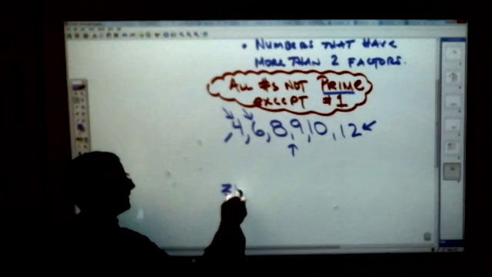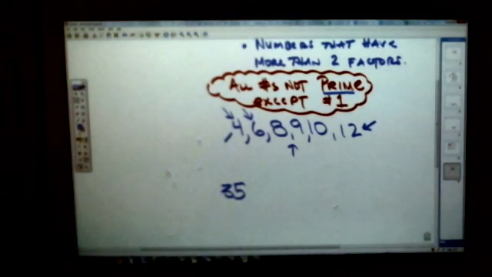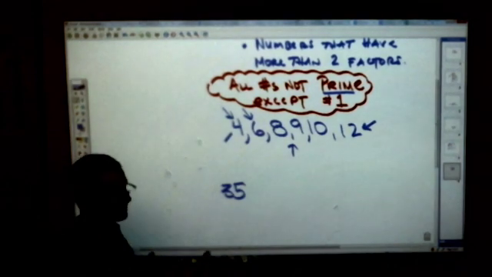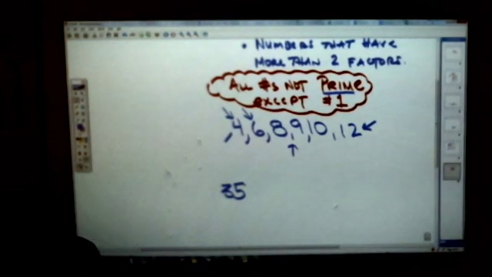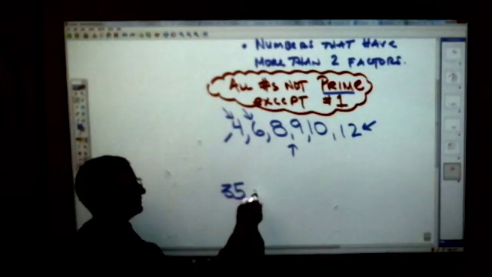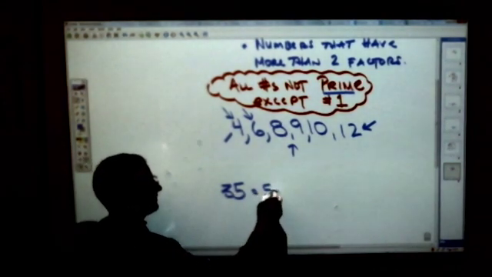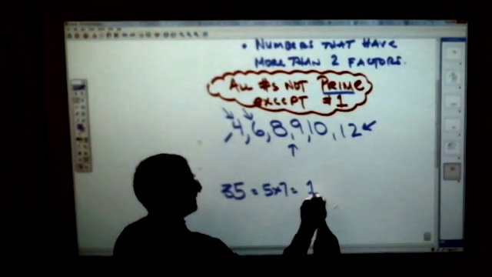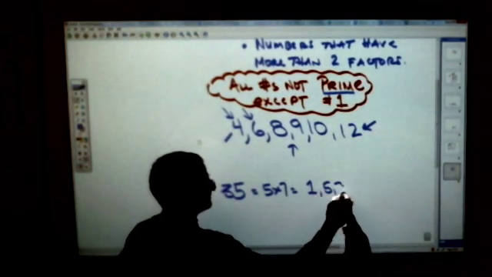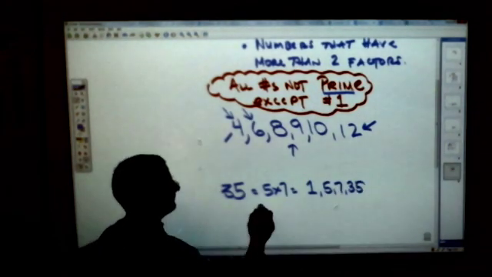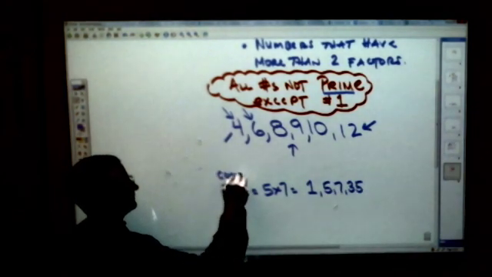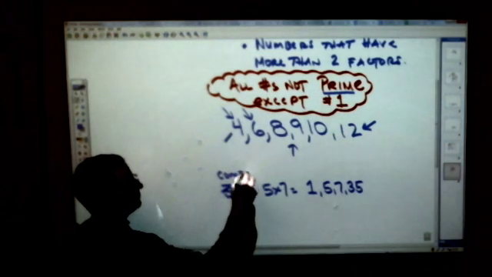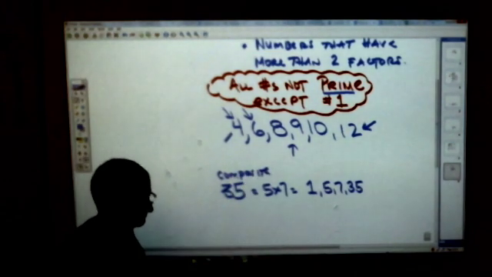The number 35, would that be prime or would that be composite? Who says composite? Who says prime? Just have to think. What times what is 35? 5 times 7. So the factors of 35 are 1, 5, 7, and 35. 35 is a composite number. Has more than 2 factors.